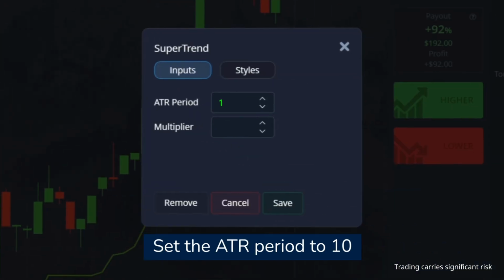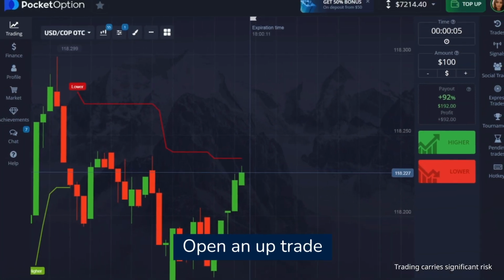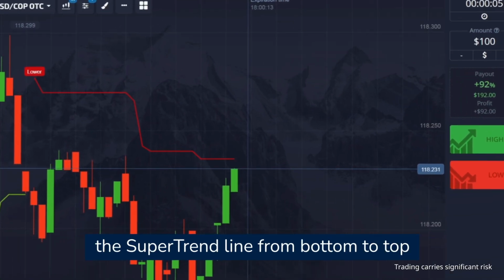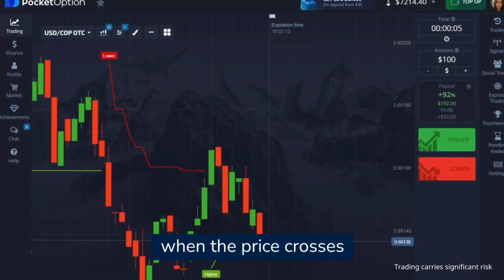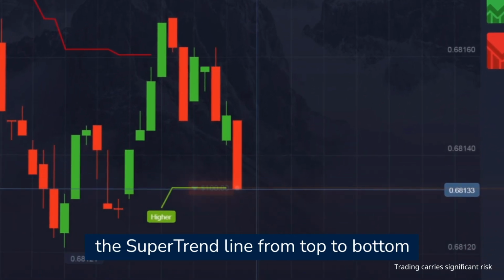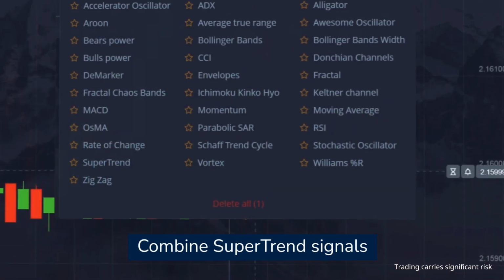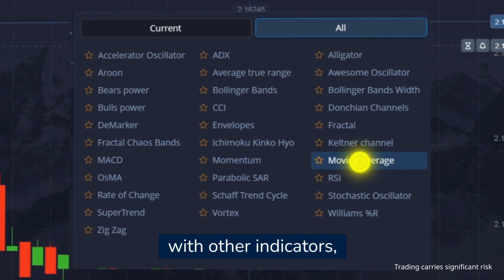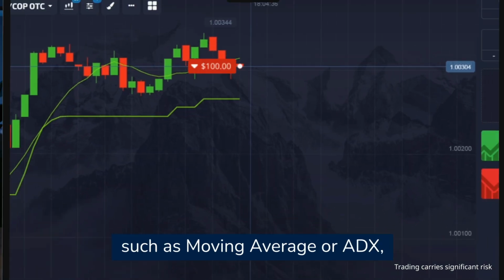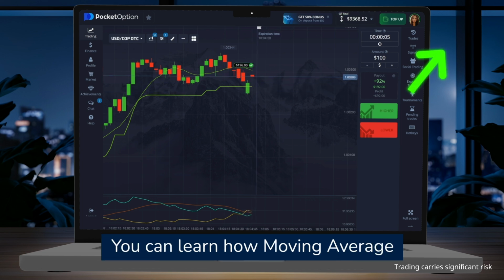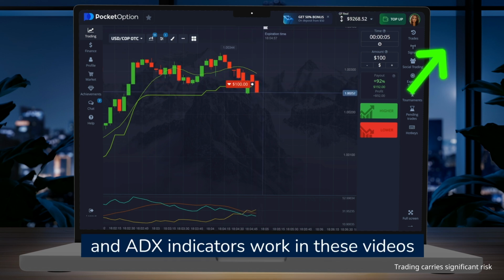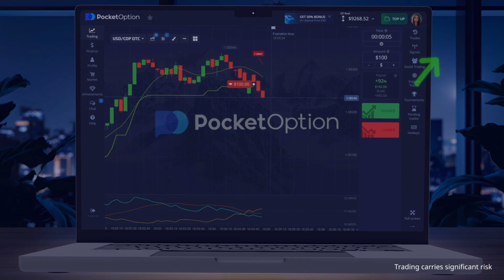Set the ATR period to 10 and the multiplier to 3. Open an up trade when the price crosses the SuperTrend line from bottom to top. Open a down trade when the price crosses the SuperTrend line from top to bottom. Combine SuperTrend signals with other indicators such as moving average or ADX to improve accuracy. You can learn how moving average and ADX indicators work in these videos.